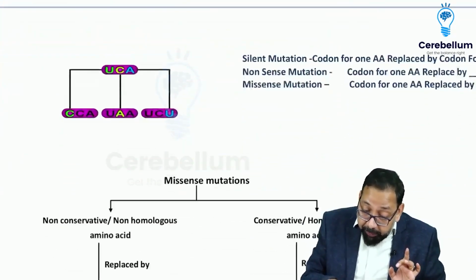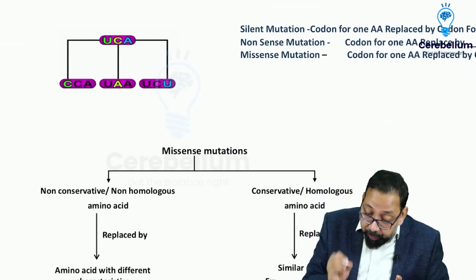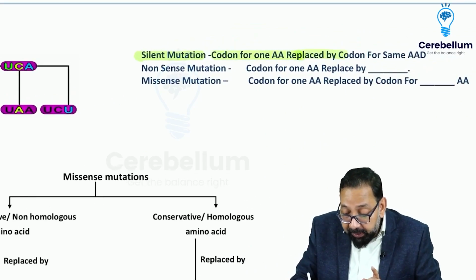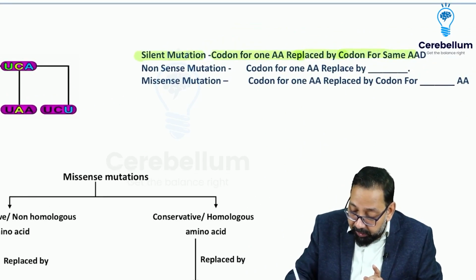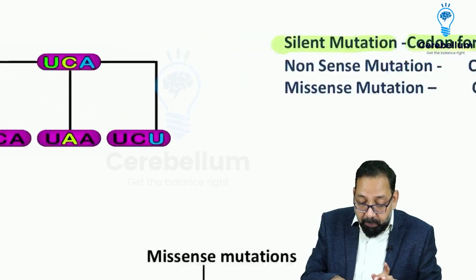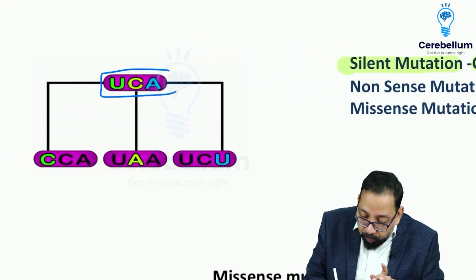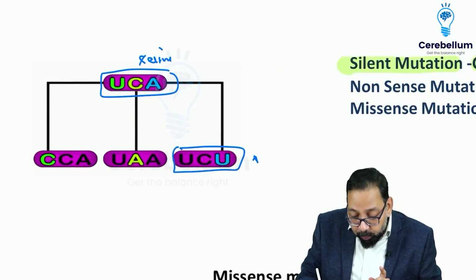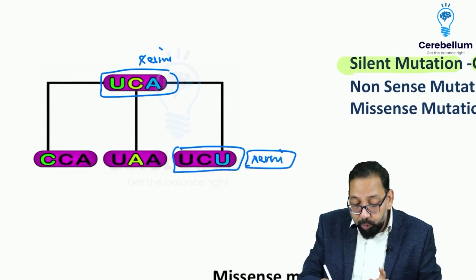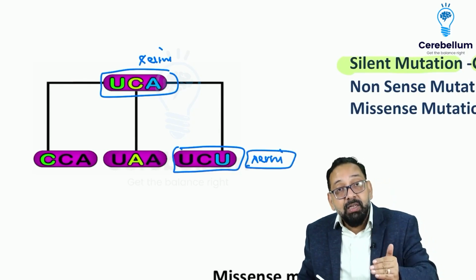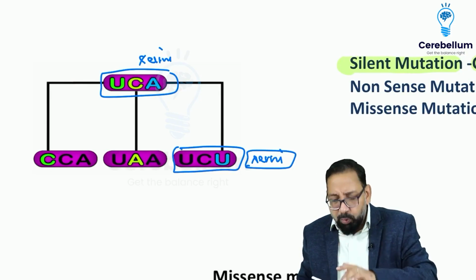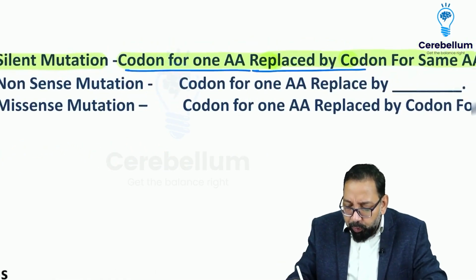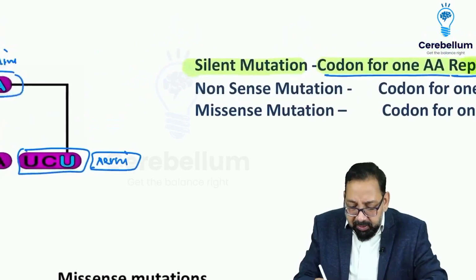Now we find different types of mutation. Silent mutation: a codon for one amino acid is replaced by a codon for the same amino acid. Suppose UCA codes for serine and a mutation occurs and UCU again codes for serine. Due to this mutation, previously there was serine, even now there is serine. So the codon for one amino acid, serine, is replaced by a codon for the same amino acid, serine. This is silent mutation.